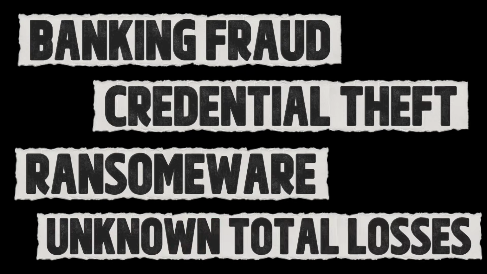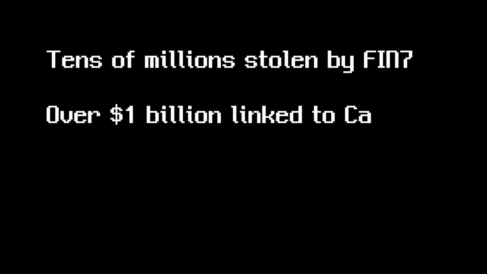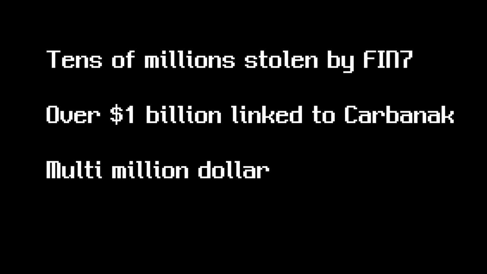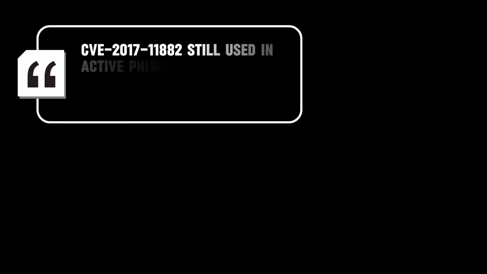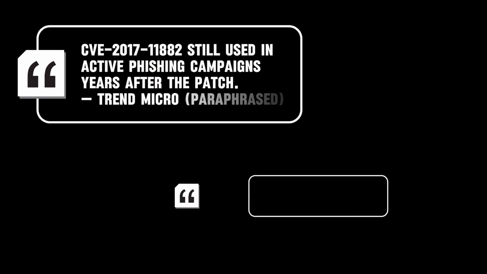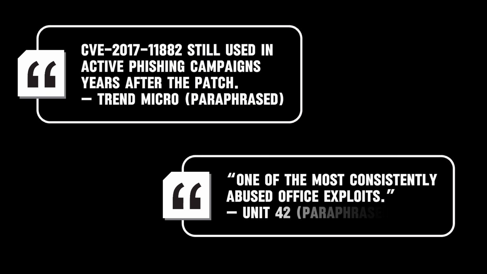is impossible to calculate, but the groups abusing it were responsible for massive losses across their wider operations, including tens of millions stolen by Fin7, over $1 billion attributed to the Carbanak crime syndicate, and multi-million-dollar ransomware incidents linked to TA505. Trend Micro reported that phishing campaigns were still abusing this bug years later, and Unit 42 described it as one of the most consistently exploited Office vulnerabilities used by cybercrime groups.